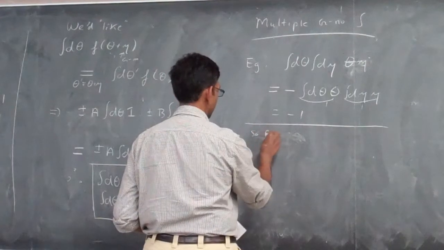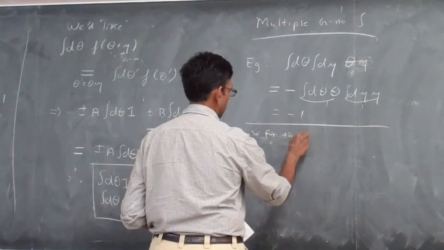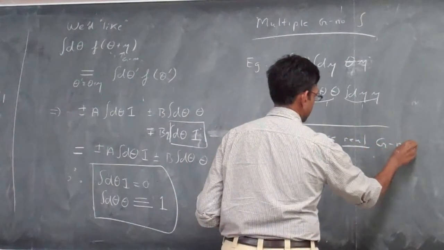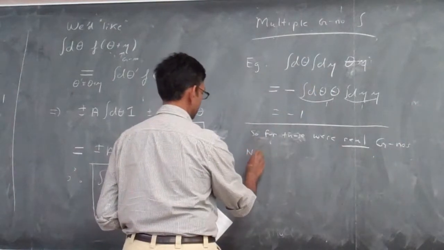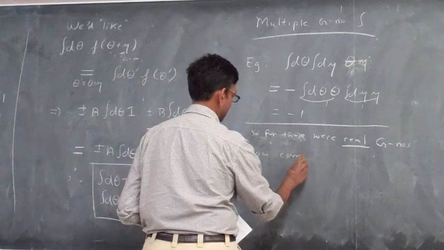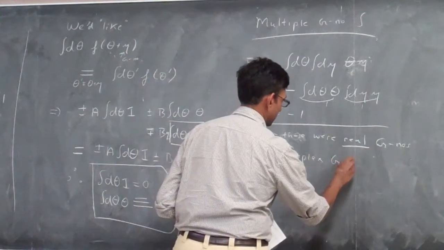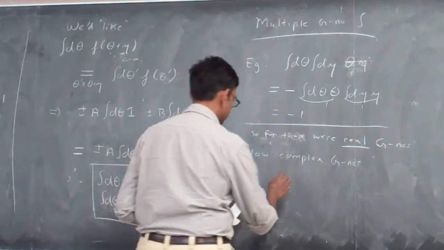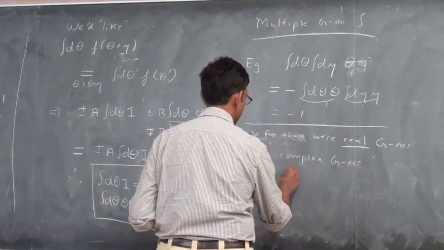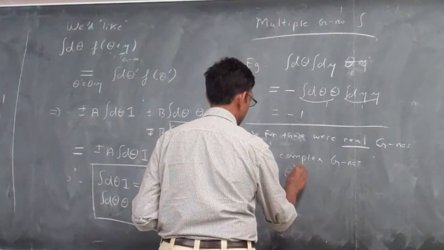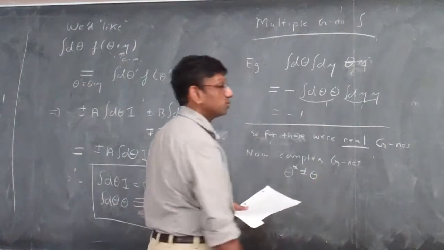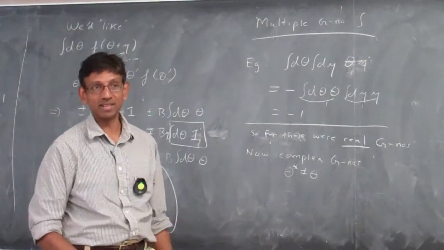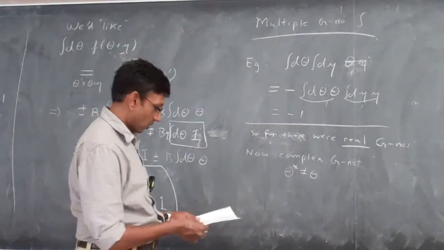So let me say this. So far, these were real Grassmann numbers. Now, complex Grassmann numbers. Which is just saying that theta star, if you thought that theta star should be theta, well, don't think that. Think of it as something independent, okay? So you don't have that relationship.